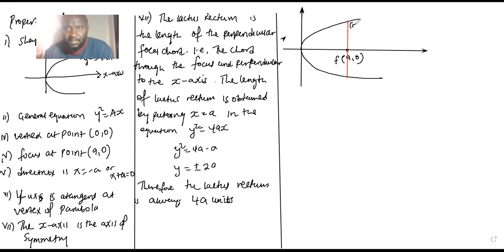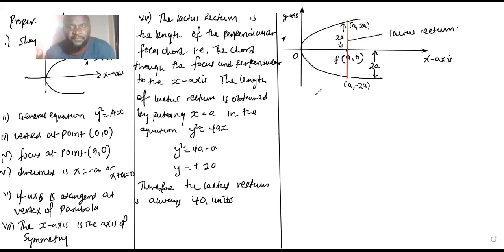This is at a point x is a, y is 2a. Even here, x is a, y is negative 2a. That's why we got y as plus or minus 2a. This is the y-axis, this is the x-axis. This length, which is red, is what we call the latus rectum. The height here is 2a up, and down is 2a, so that's why we say the length of the latus rectum is 4a.